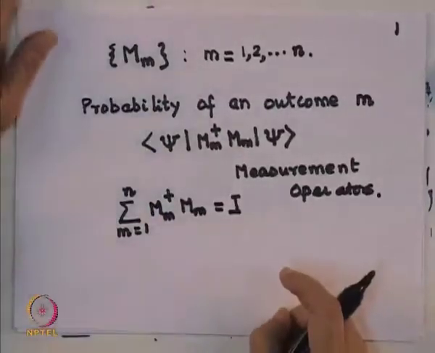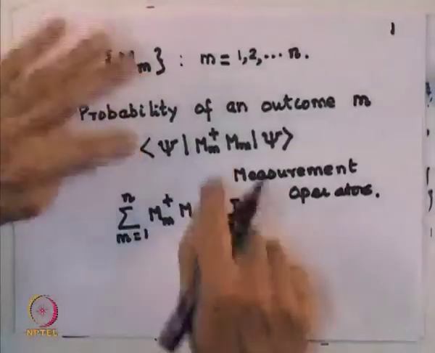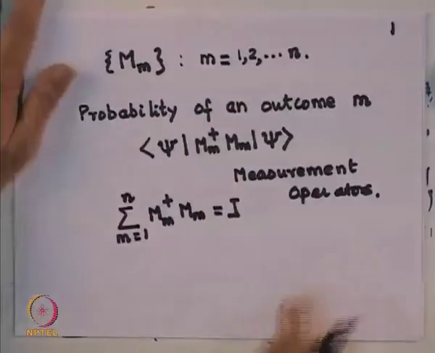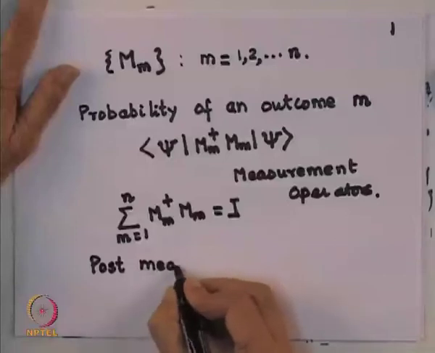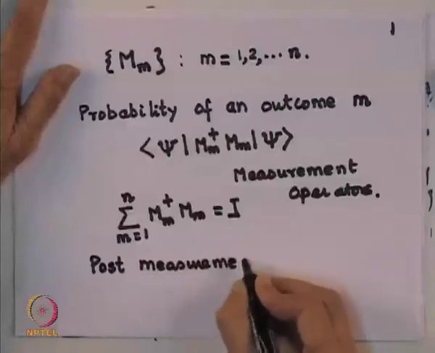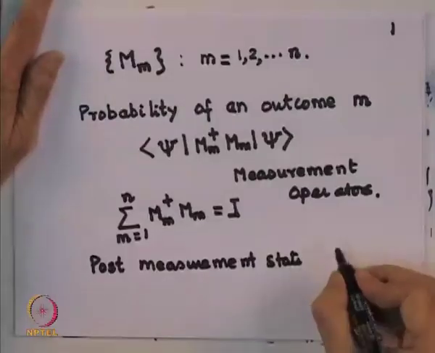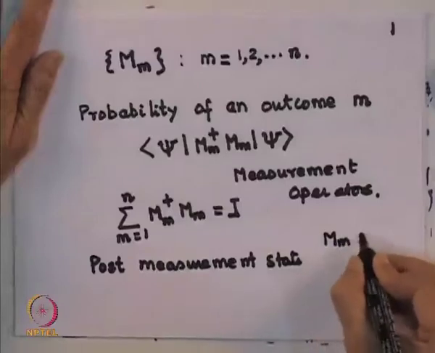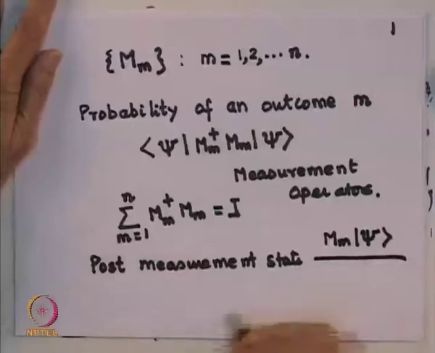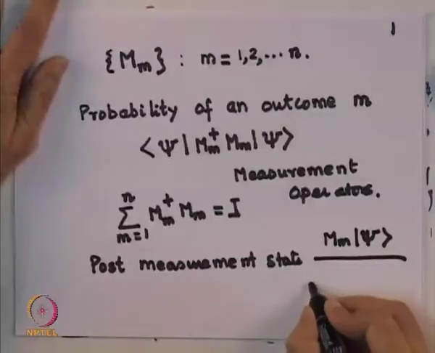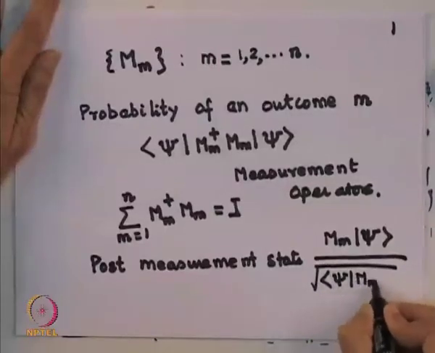According to the quantum postulate, after you have made a measurement, and let us suppose you have got a specific m as a result of that measurement, the post measurement state is given by, of course, the measurement operator M_m acting on psi, and it is normalized because you are talking about a specific state. So this will then give you the square root of psi dagger M_m dagger M_m psi in the denominator.